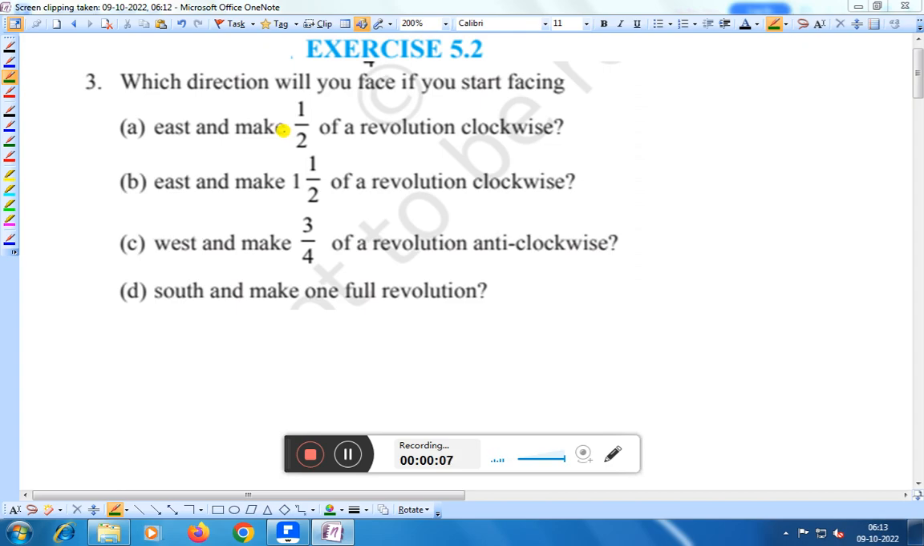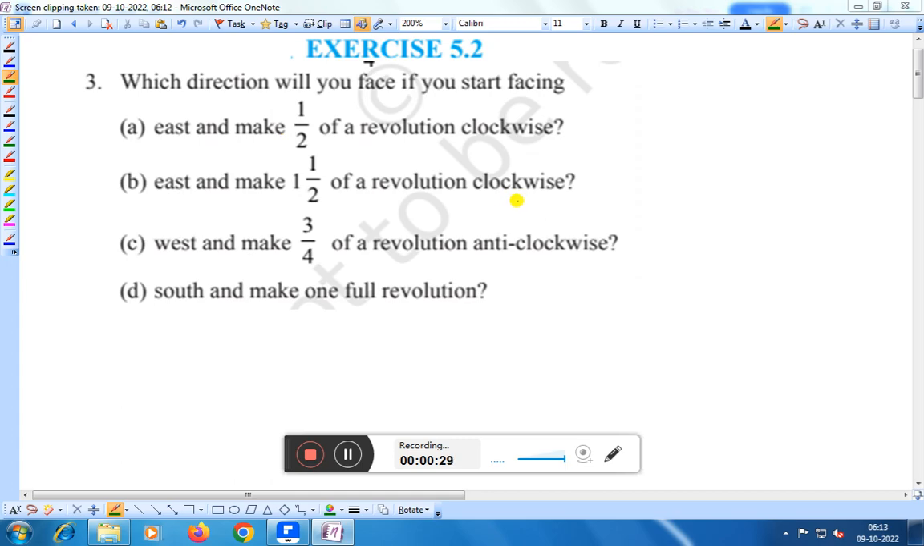Which direction will you face if we start facing east and make half of a revolution clockwise? B. East and make one whole 1 by 2 of a revolution clockwise. C. West and make 3 by 4 of a revolution anti-clockwise. D. South and make one full revolution.